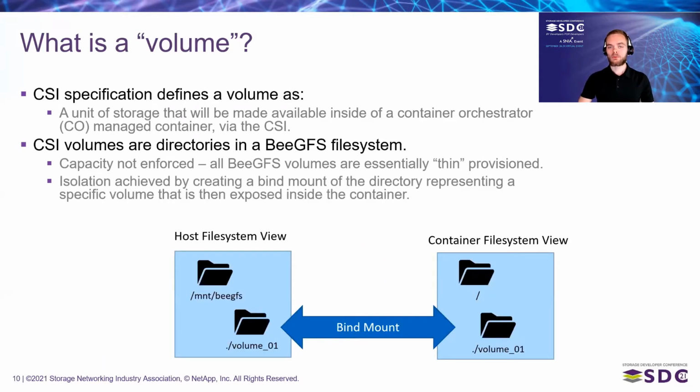Luckily, isolation proved much simpler to achieve. For each directory representing a volume in Kubernetes, we create a bind mount that is ultimately what is exposed inside the container, thus preventing a container from ever breaking out of the intended directory or even knowing where in the BeeGFS file system the directory representing its volume request is located. Of course, this is a simplistic view of how this works under the hood.